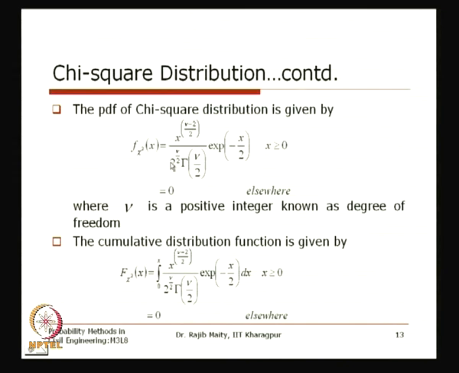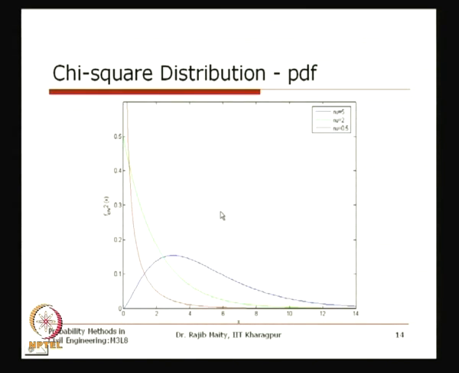Again, we know that the cumulative distribution is nothing but the integration of the PDF from the lower support to a specific value x, and this is also defined for x greater than or equal to 0 and 0 elsewhere. We will look at its different moments later. Before that, we will show the shape for different values of nu, the degrees of freedom of this chi-square distribution.